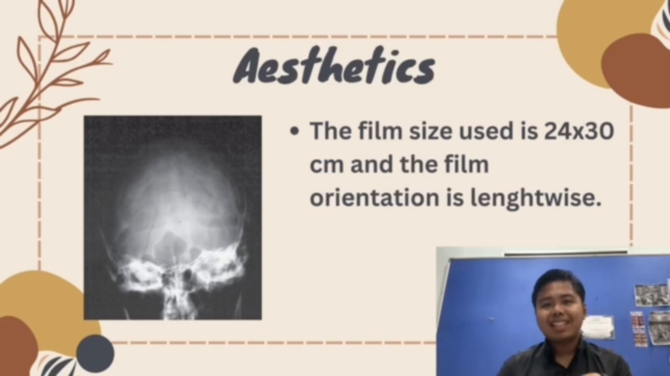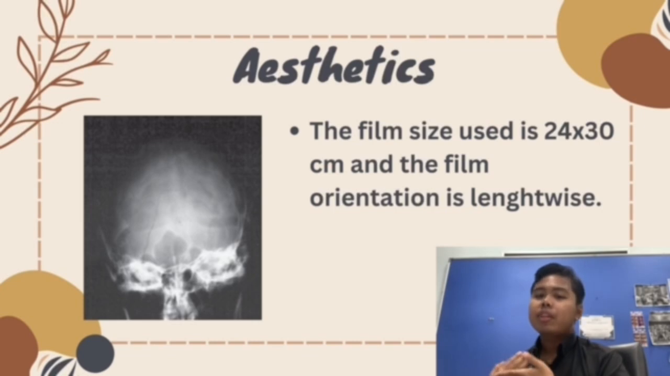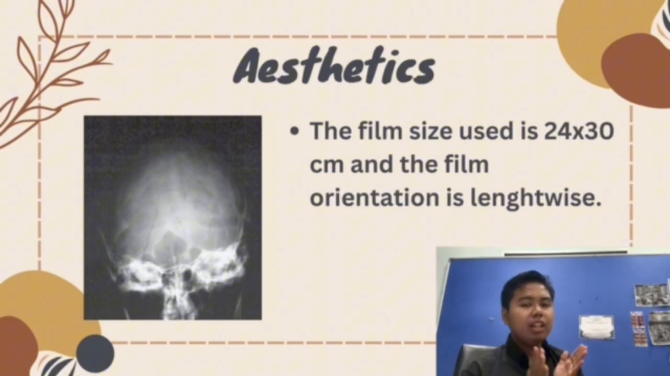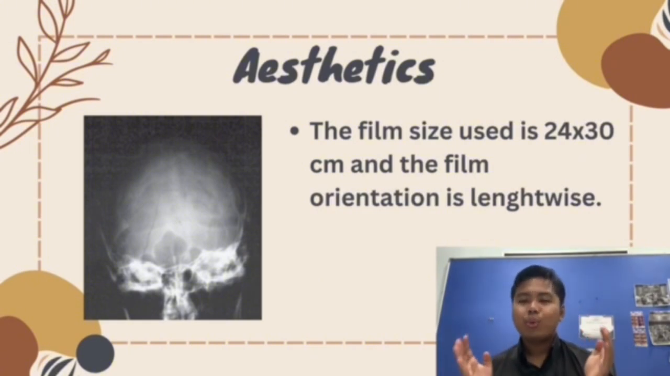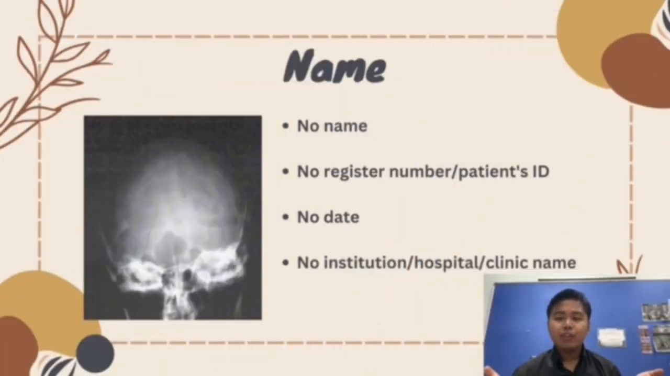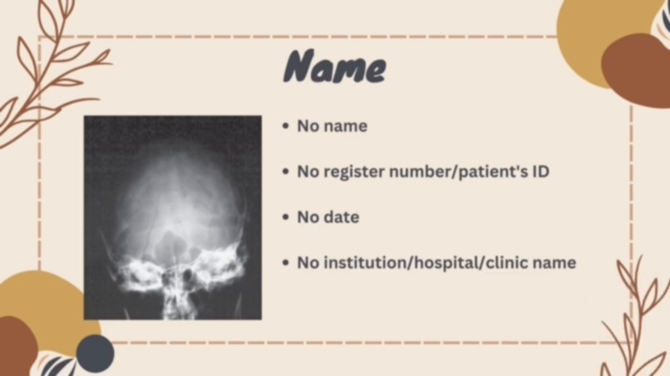For the image receptor, for the epiaxial skull or Town method, the film size normally used is 24 x 30 cm and the film orientation is lengthwise. The last one is name. As you can see in the radiograph that I provided, there is no name, no register number, no patient's ID, no dates, and no hospital, clinic or any institution's names.